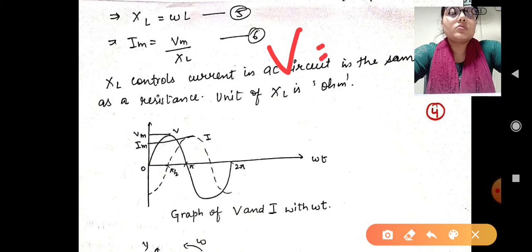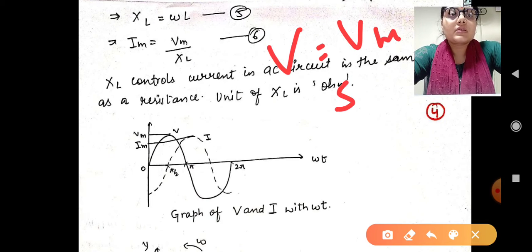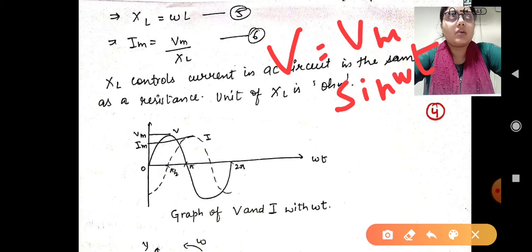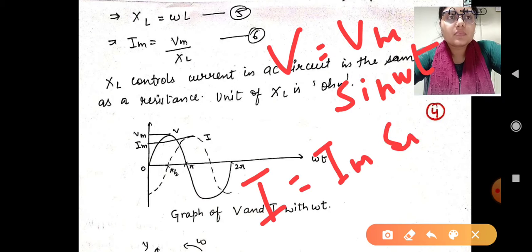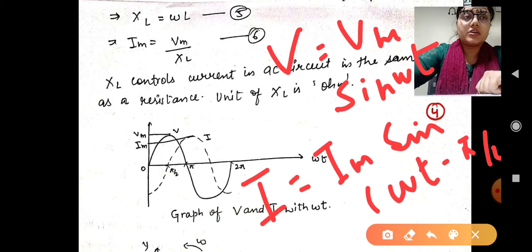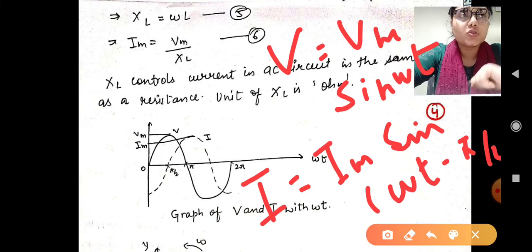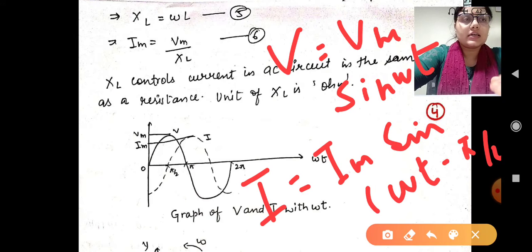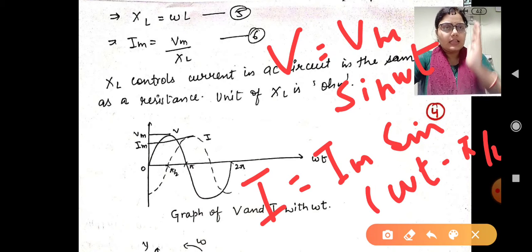So, as the equation says, V is equal to Vm sin omega t, and after derivation, the equation which we acquire is I is equal to Im sin(omega t minus pi by 2). So what is the difference between these two? We can say that the current is 90 degrees lagging behind.